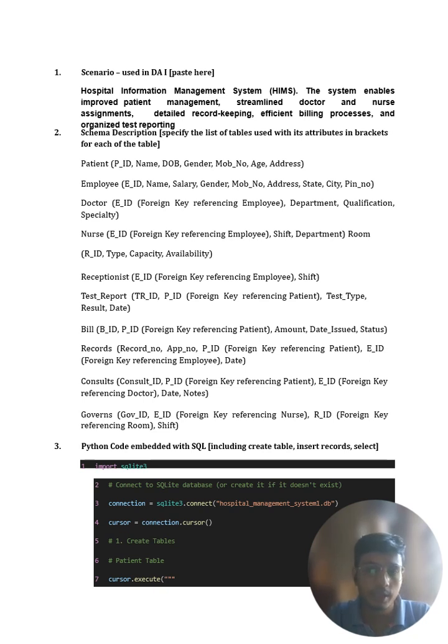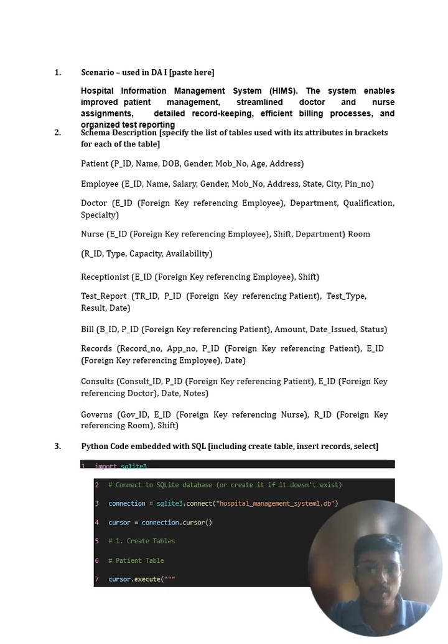Then test report contains ID, then patient ID, because the test report is of a patient, so it is a foreign reference to patient. Then its type, like blood test or other test, result and date. Then bill ID, then patient ID, which is a foreign reference to patient, then its amount, when it is issued, which is date issued, and status, paid or unpaid.